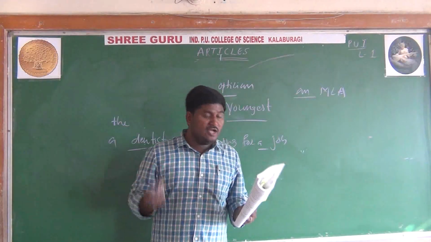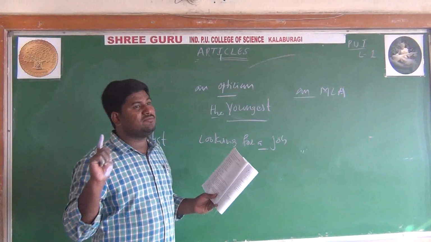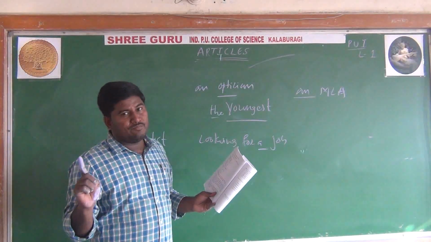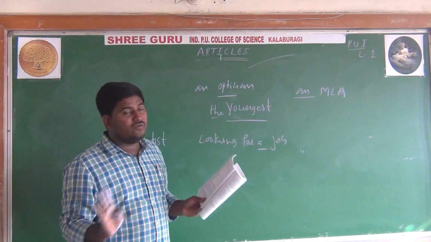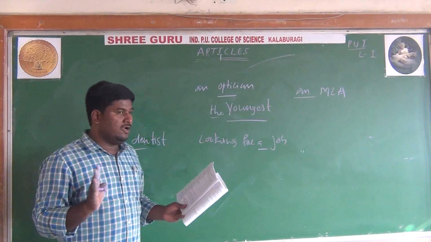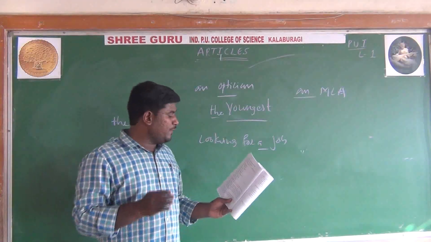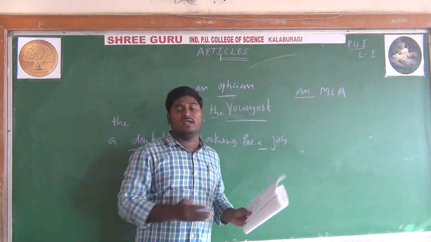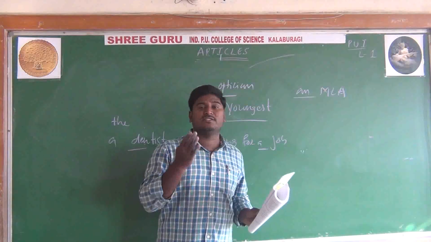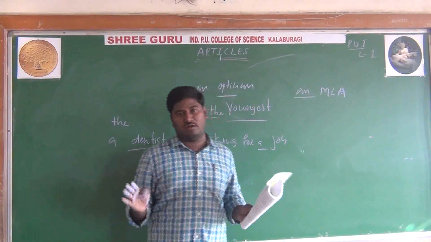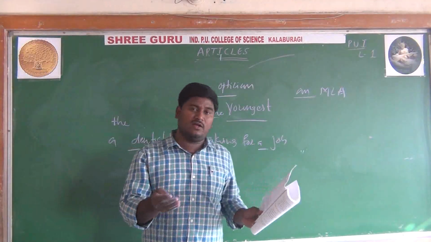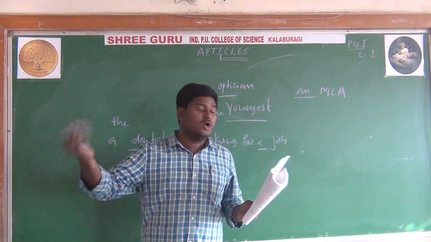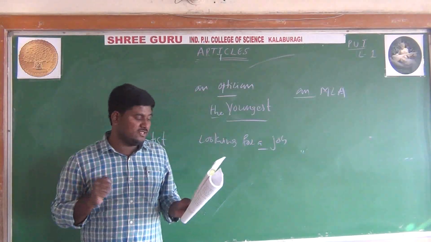I spent my childhood, see, before the names of places and proper names, we should not use the article or any article. "I spent my childhood in Bangalore" is right. "I spent my childhood in the Bangalore" is wrong. Bangalore is only one, so we should not use any article before a proper noun.